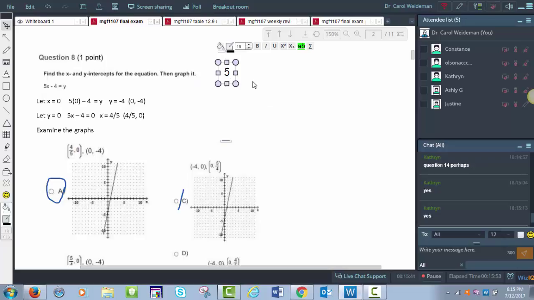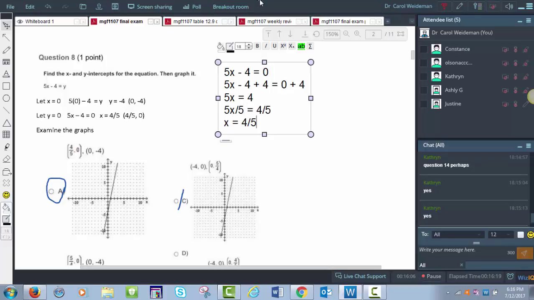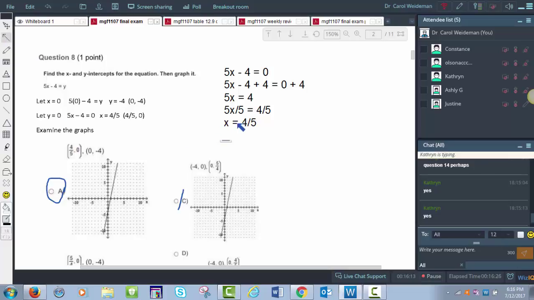So I have 5x minus 4 equals 0. And then I'm going to add 4 to both sides so I can isolate the variable. So minus 4 plus 4 equals 0 plus 4. And then on the left side I've got 5x equals 4. And now I'm going to divide both sides by 5. So 5x over 5 equals 4 over 5, or x equals 4/5. Does that make sense? So you see how I got that from my x value here?